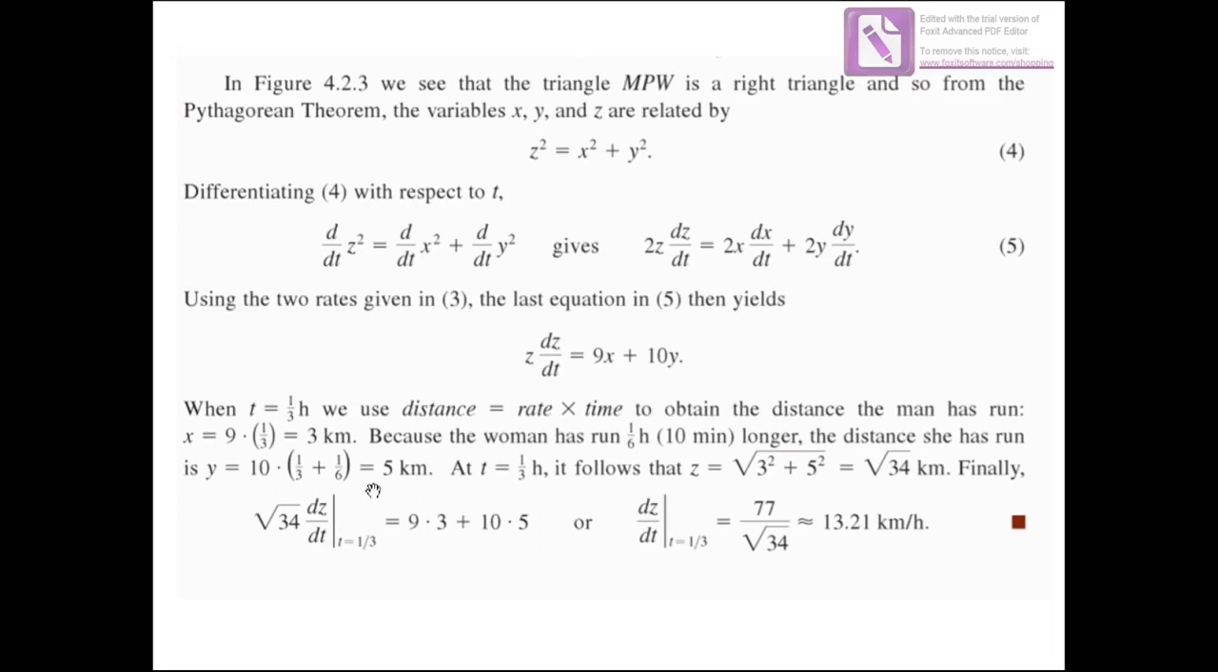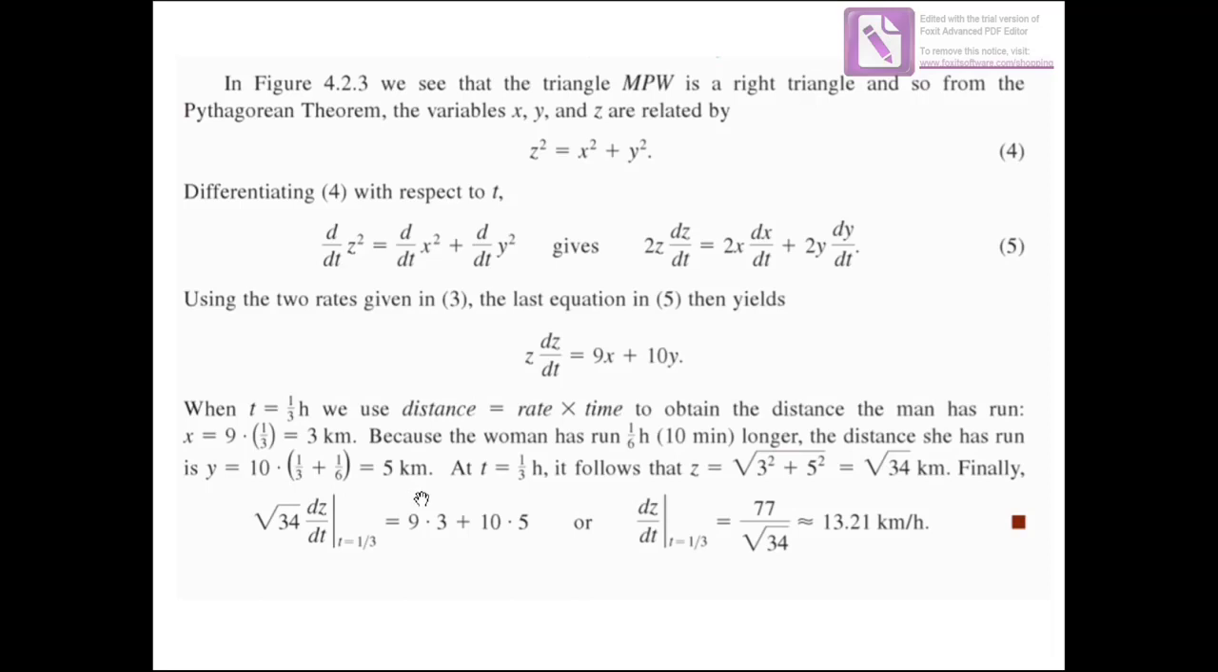Or instead of saying 1 over 2, we can say that one third represents the 20 minutes and 1 over 6 represents the additional 10 minutes. So when we add 1 over 3 plus 1 over 6, it will be half. So half multiplied by 10 will be 5 kilometers.